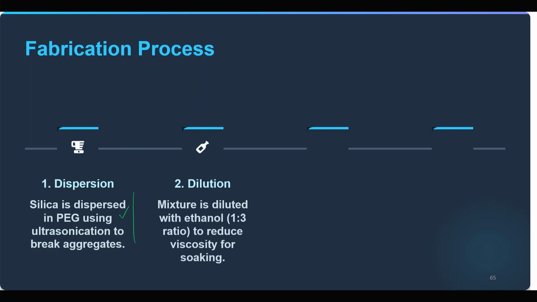Then we dilute this using the volatile ethanol to reduce the viscosity for soaking. So, we need certain fluidity, that is we reduce the viscosity, low viscosity, because we have to soak the material, and this ethanol will get evaporated after the application.